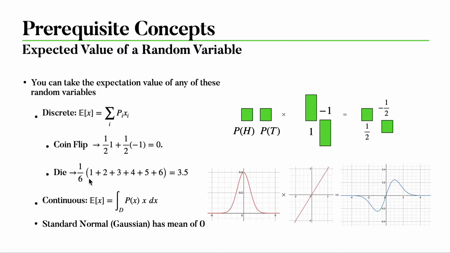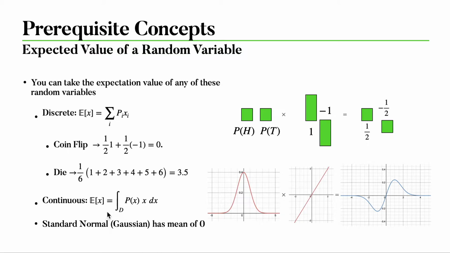Similarly for the die, right? We just do a sixth for each one of the outcomes. So it'd be a sixth times 1, a sixth times 2, a sixth times 3, and so on. And what we get is 3.5, which is precisely the average of all the outcomes because every outcome is equally likely. Now, for the continuous case, conceptually, it's a similar process.